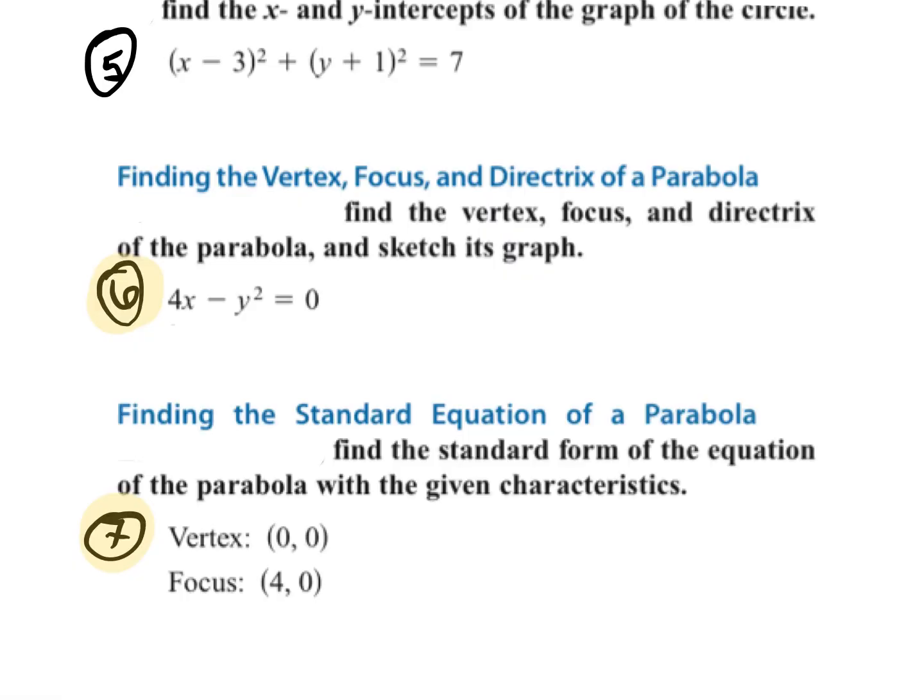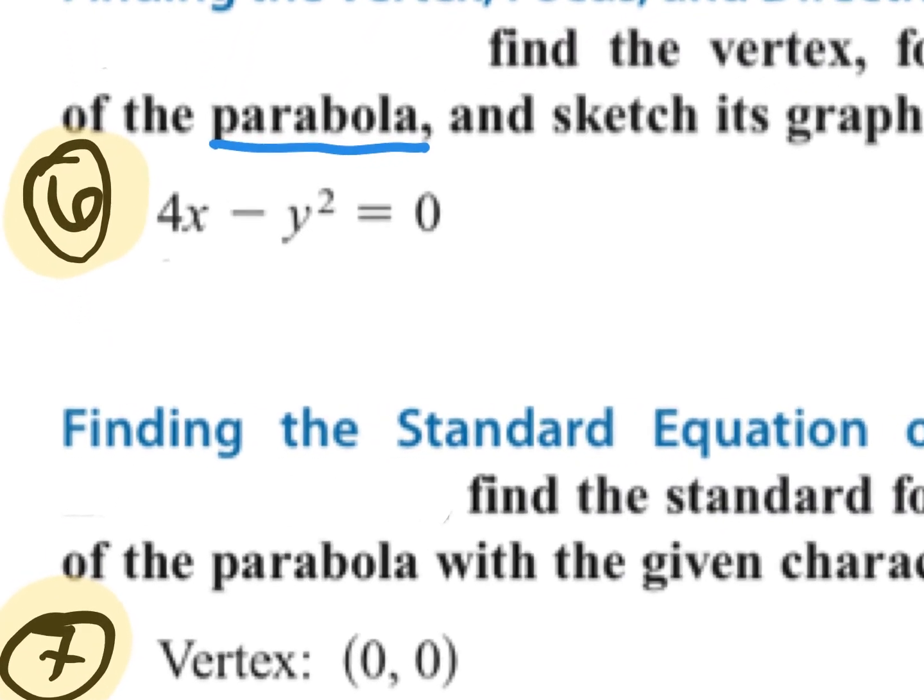So for 6, we have to find the vertex, focus, and directrix of the parabola and sketch its graph. So here we have a parabola. We want to put it in standard form. What should I do first to put this in standard form? Add y squared to both sides. I can add y squared to both sides.